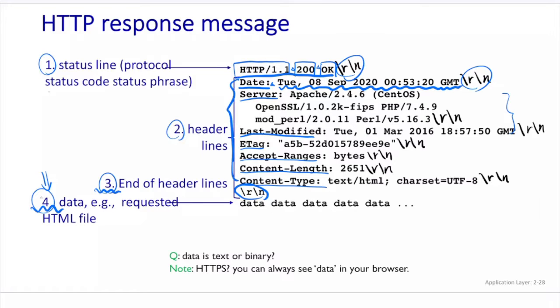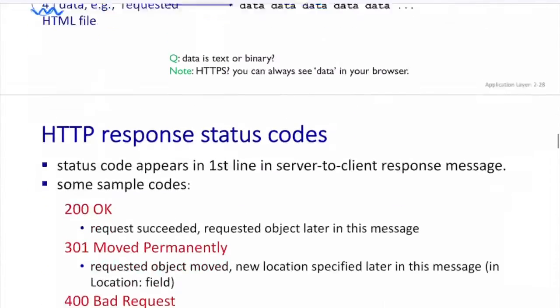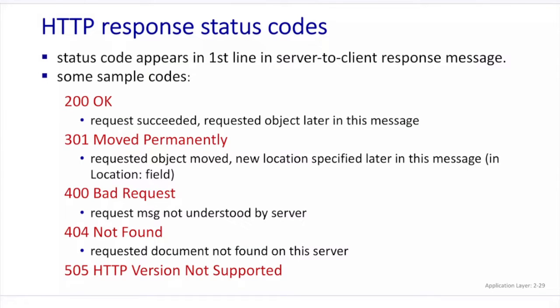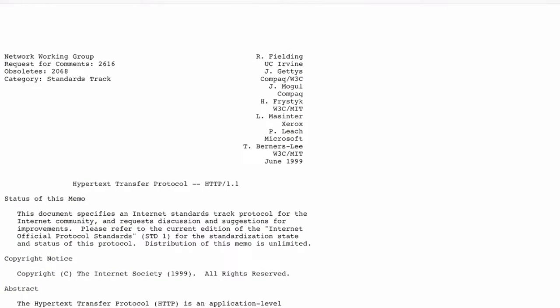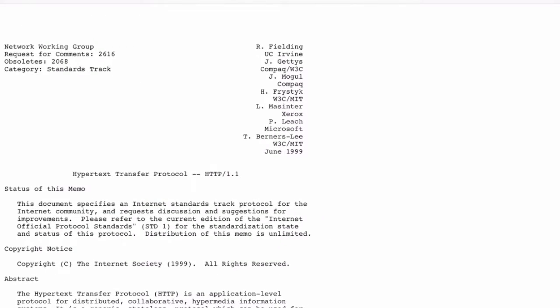Okay, so that is the response status code shown here, but we'd like to see the things in the protocol spec. I can simply Google HTTP protocol spec or HTTP RFC, and you can see that the RFC number is 2616, and it was written by the people on the right hand side, right?